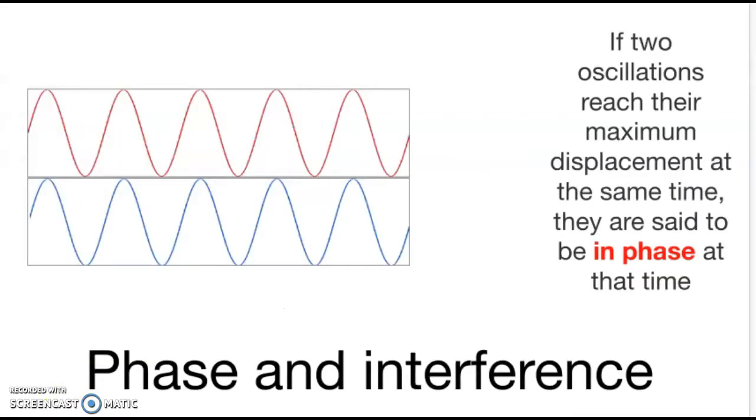So where are we going with this? Because this is all review. Well, let's have a look at that relationship between phase and interference. We have to think about waves meeting each other now. So the whole point of this is to predict what will happen when two waves meet.